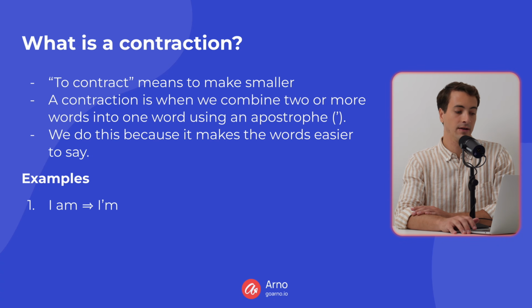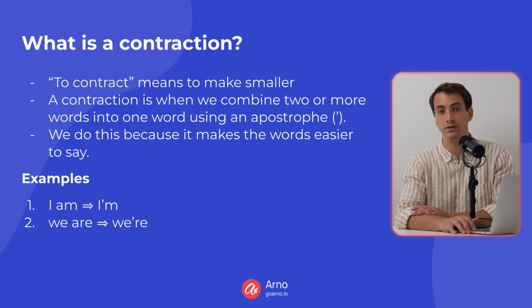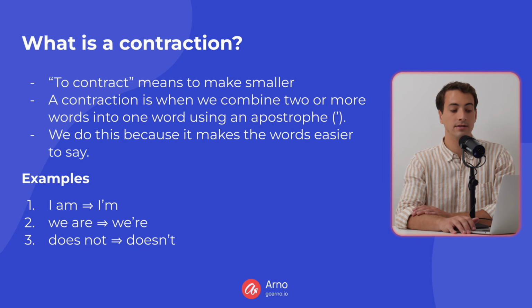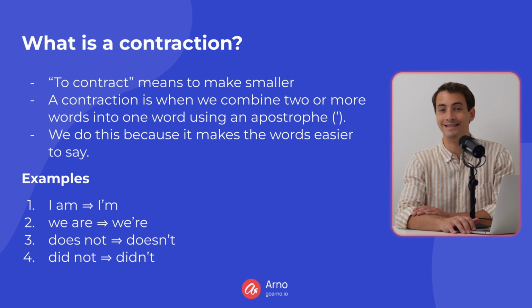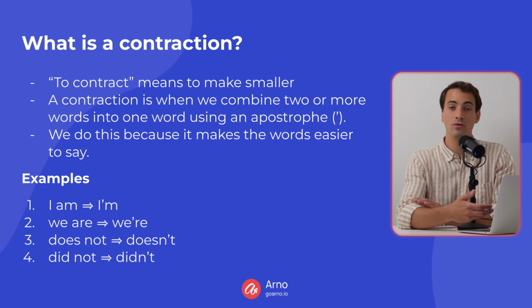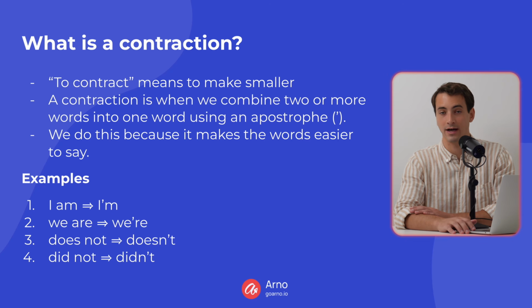For example, instead of "I am," we often just say "I'm." Instead of "we are," we just say "we're." Instead of "does not," we say "doesn't." And instead of "did not," we say "didn't." These are just a few of many examples of contractions.